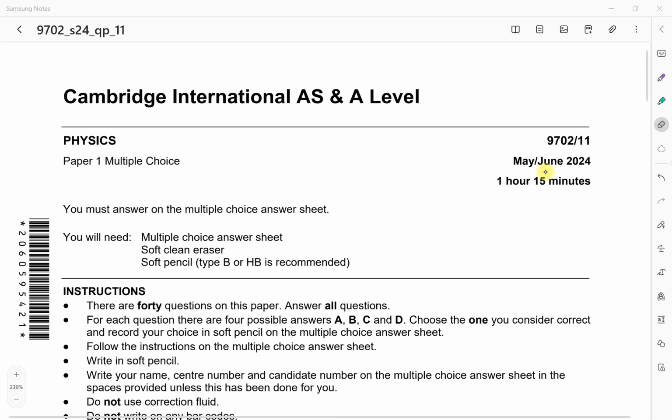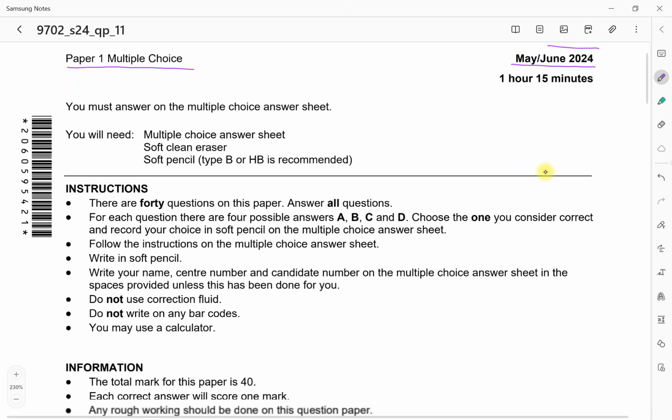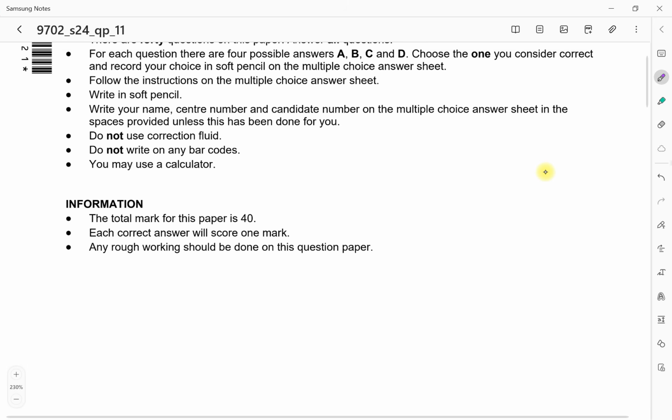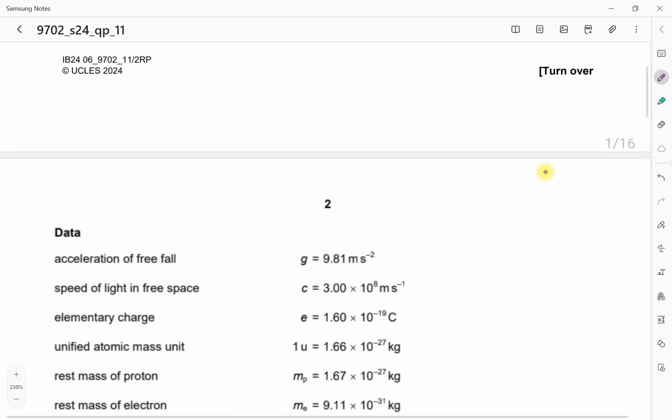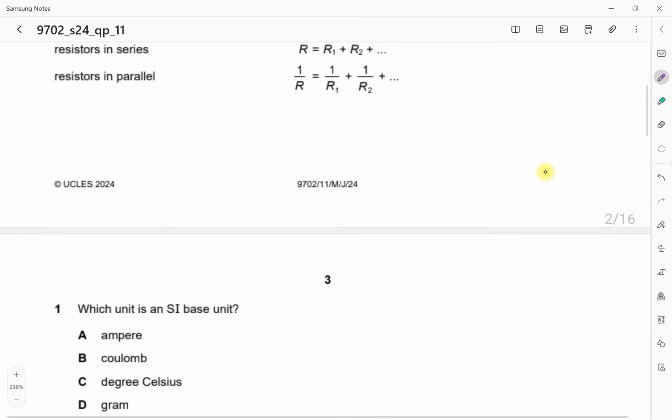I am solving May June 9702. This is 2024 and this is paper 1-1. This is multiple choice questions. So paper 1 multiple choice questions. I'll not go through the instructions. We are used to the instructions. I'll go straight to the questions. We are used to the data. We are used to the formula.